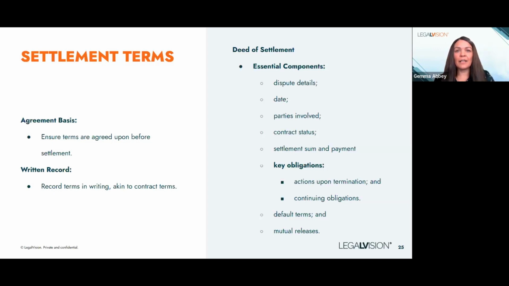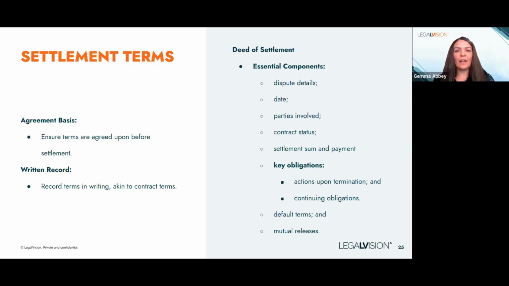It should have details of the dispute, so the background. This will be long or short depending on the nature of the dispute. The date for when it's signed. The parties should be given their correct legal entities and clearly identified, so whether it's an individual, a company, or other association. You might also want to add extra parties if appropriate, such as individual guarantors.